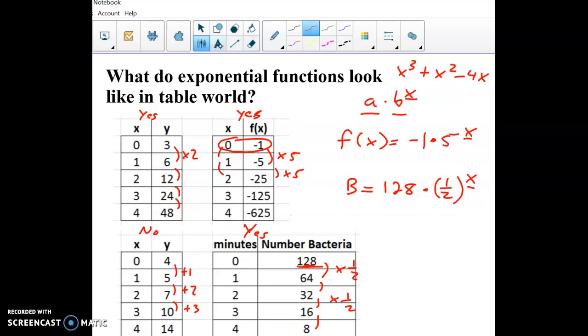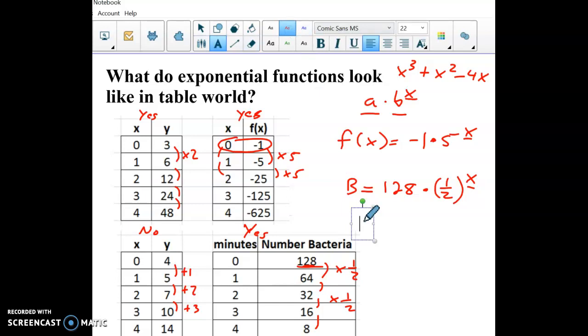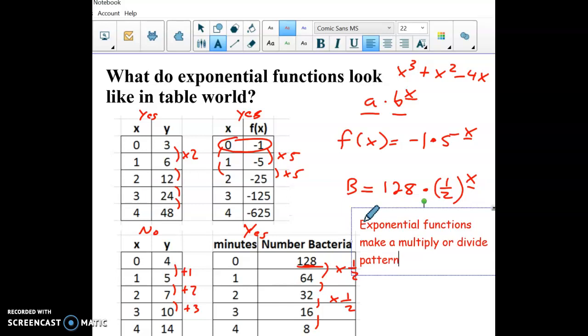Okay, so just to make this complete, I should probably put this on here. Sorry, I should have said this before. What do they look like in table world? Exponential functions make a multiply or divide pattern in the table. All right, so that's what they look like as a table.